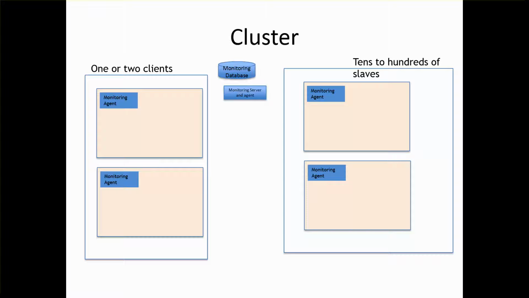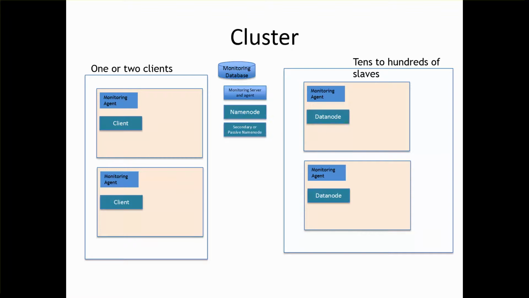So typically for monitoring, we will have a monitoring database, and then we will have a monitoring server, which will be hosted typically on different servers. Monitoring database could be on a different server. Monitoring server will be on a different physical server. And on the same node where you have the monitoring server, it is typical that you have a monitoring agent also, because you want to monitor that system as well. And then you will have a monitoring agent on all your clients as well as slaves.